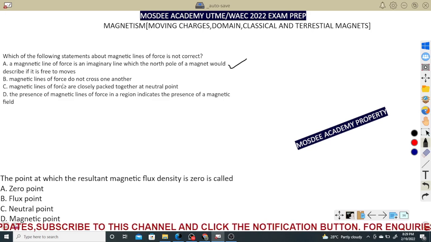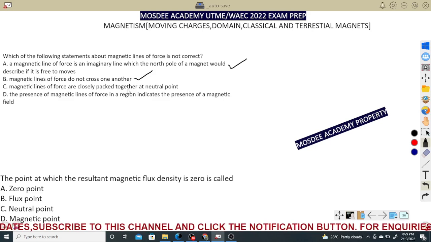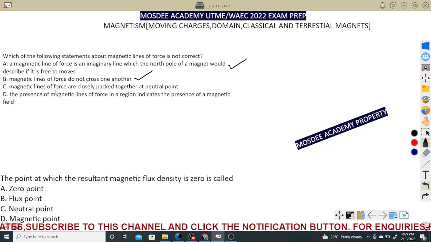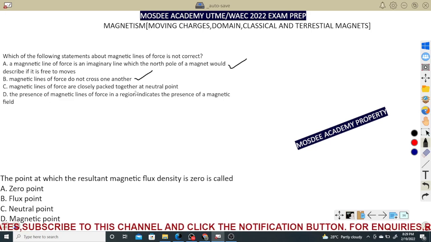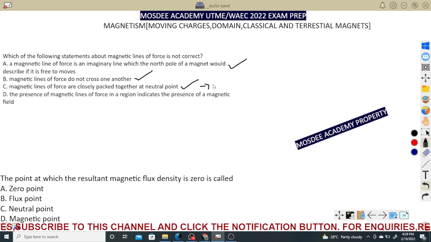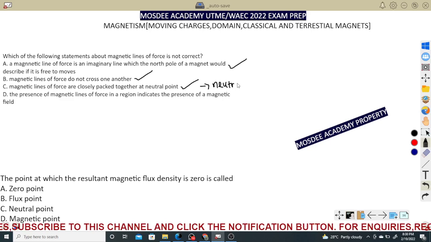The next one says magnetic lines of force do not cross each other. I've talked about it. You can see what I'm talking about. When you know the concept, questions are very simple. Magnetic lines of force are closely packed together at the neutral point. Yes, correct. Now, we can define a neutral point. You can write it down.